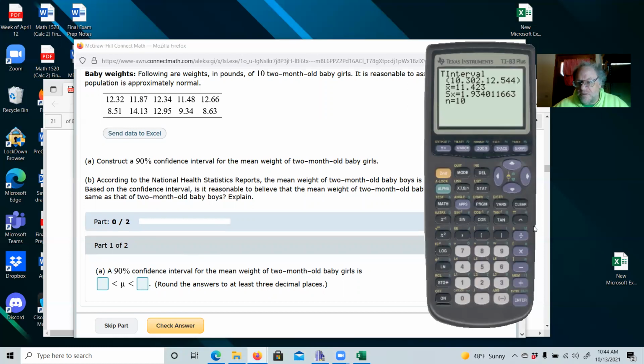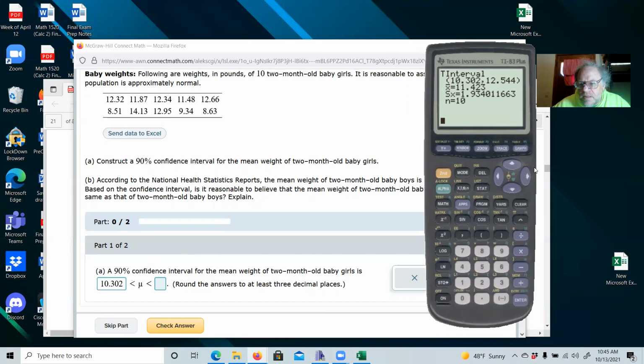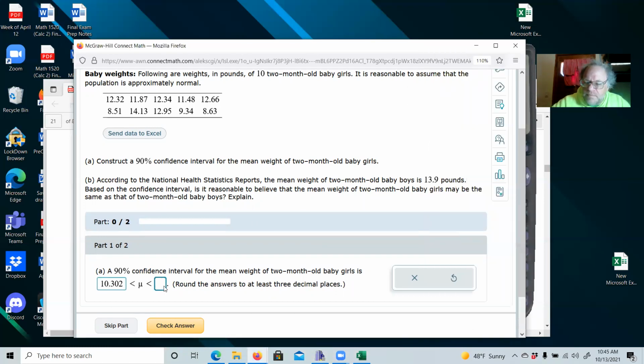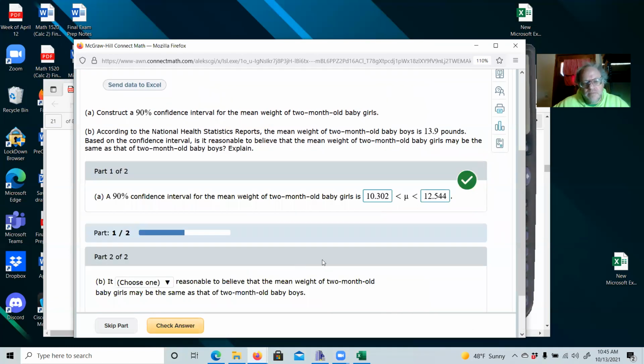Confidence interval for 2-month-old baby girls: what do they want? Three decimal places. My goodness, our calculator gave us that. So 10.302, and the upper one is 12.544. The alligator's mouth eats the bigger one, so the numbers always go from low to high.